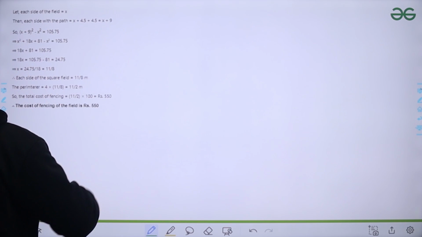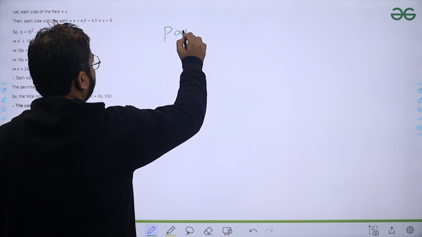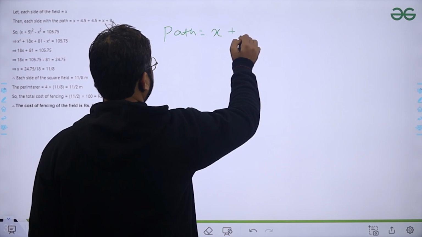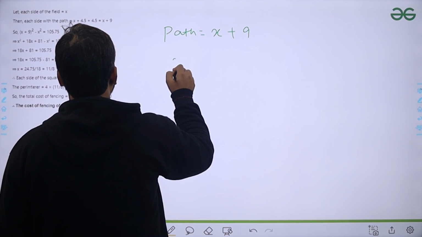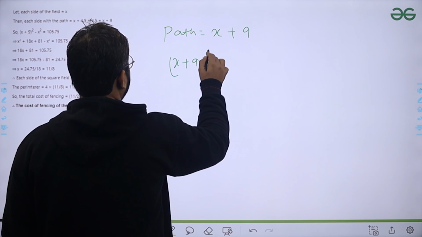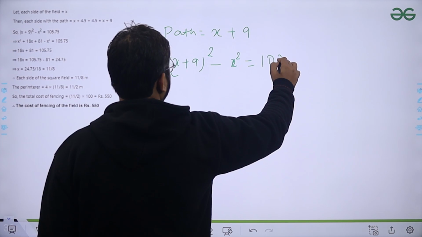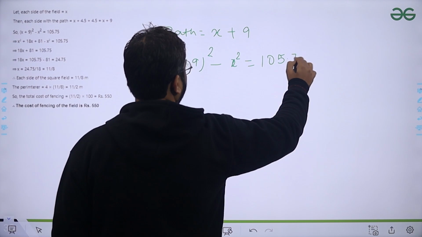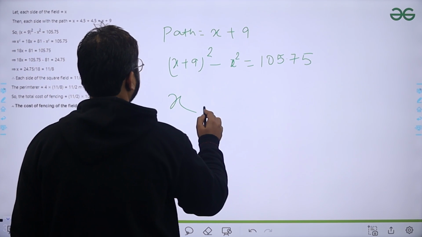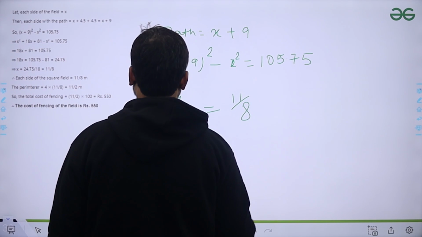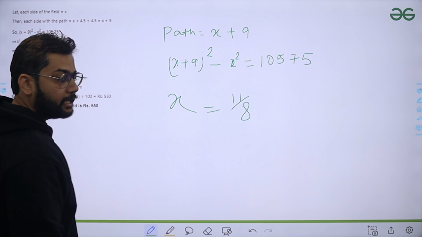From this diagram, the side of the outer square is x plus 9. From that we can find that x plus 9 whole square minus x square is equal to 105.75. From here we find the value of x. The x value is coming as 11 by 8. So each side of the field is 11 by 8. We have got the side length.